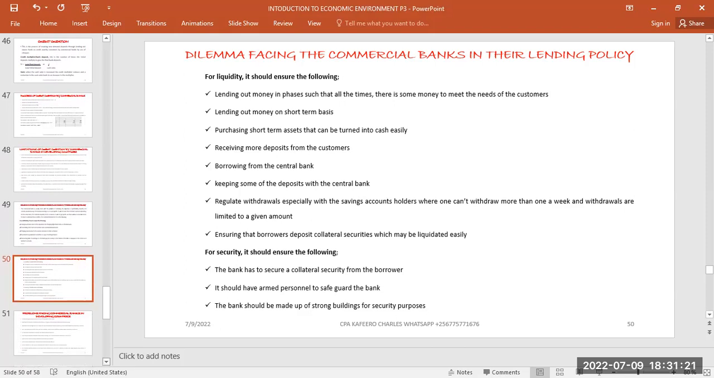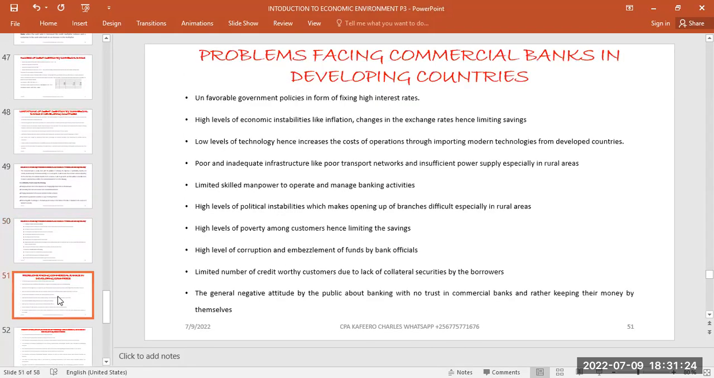Okay, let's look at some of the problems that are affecting commercial banks in developing countries. We have unfavorable government policies. If the central bank tries to fix a very high interest rate or a very high bank rate, it scares away these borrowers. Then the other one is a high level of economic instability: inflation and changes in the exchange rate.